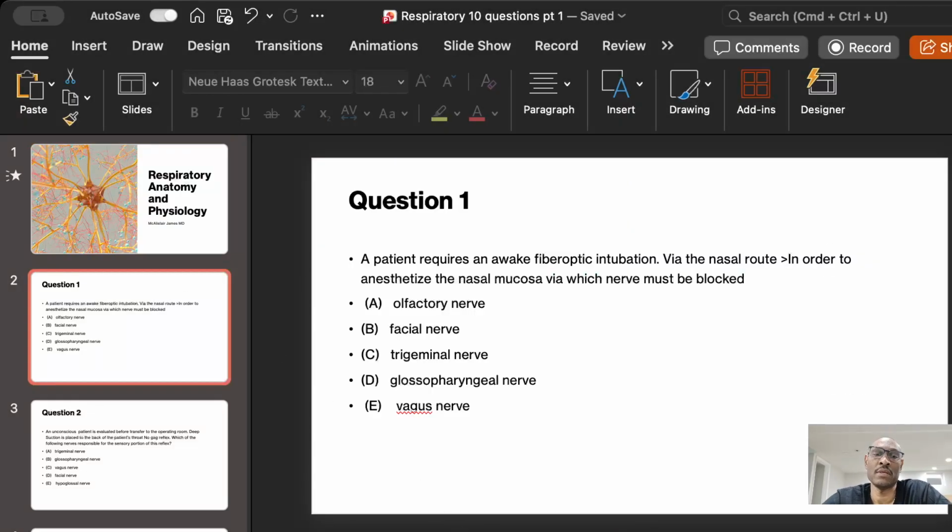A patient requires an awake fiber optic intubation via the nasal route. In order to anesthetize the nasal mucosa, which nerve must be blocked? Olfactory, facial, trigeminal, glossopharyngeal, vagus. I'm going to go ahead and answer these questions together with you. Sit down, think about it, and then we'll go through it together.